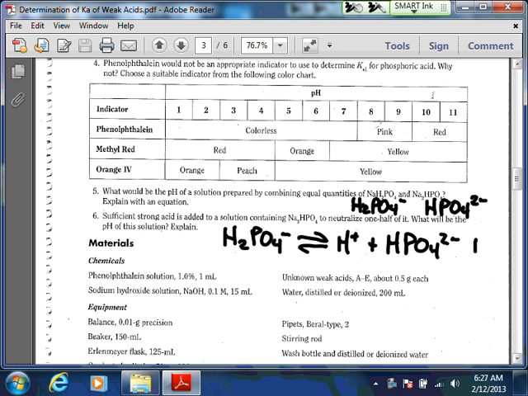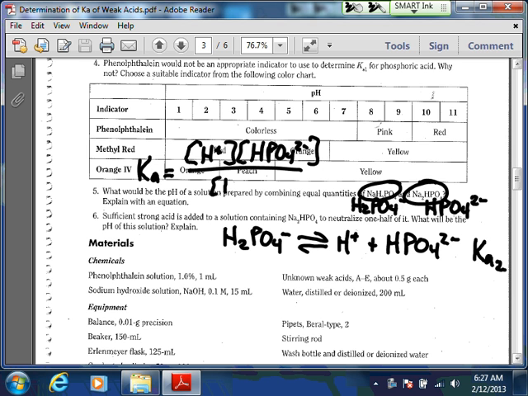Okay. And so the corresponding Ka for this one is going to be Ka2, because this is after the first dissociation has happened with the H3PO4. This is the second dissociation that happens. All right, so this will be Ka2. So they're just asking, when you have equal quantities of the NaH2PO4 and the Na2HPO4, what would the pH be? Okay, and so then you're doing the exact same thing that we did on the one above. You write the Ka equation. Ka equals H plus times HPO4 2 minus divided by the H2PO4 minus.